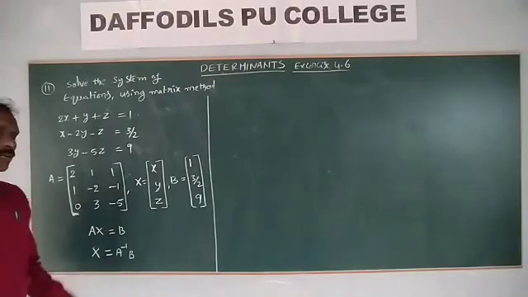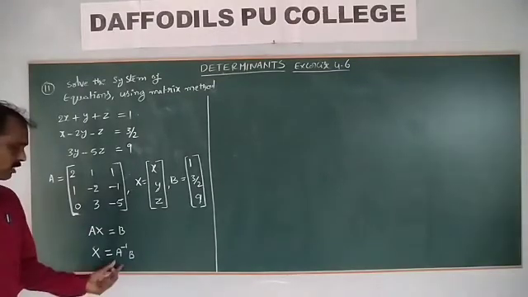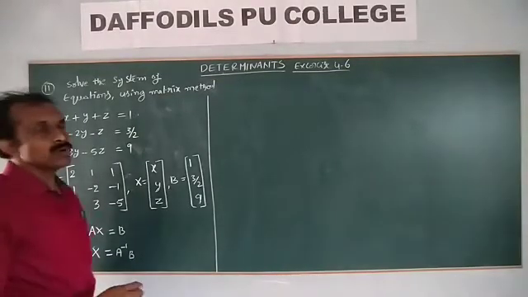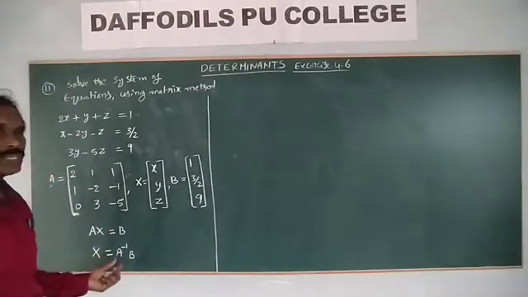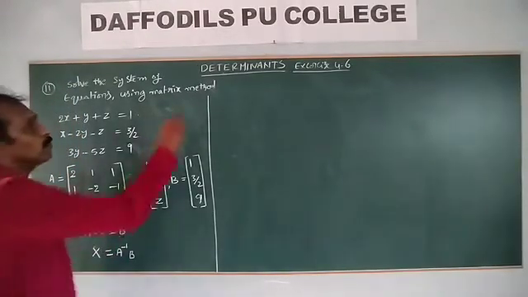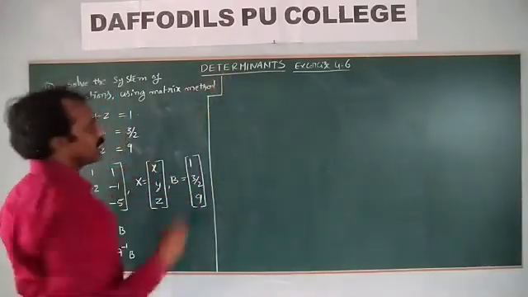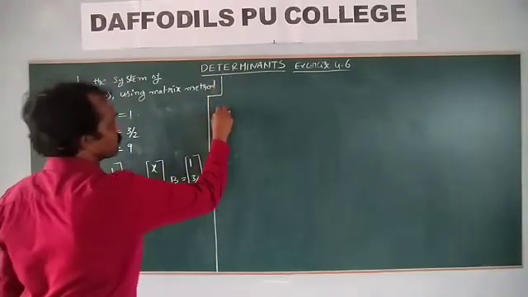What is A inverse? A inverse is equal to 1 by det A of adjoint A. So before that, we find det A.